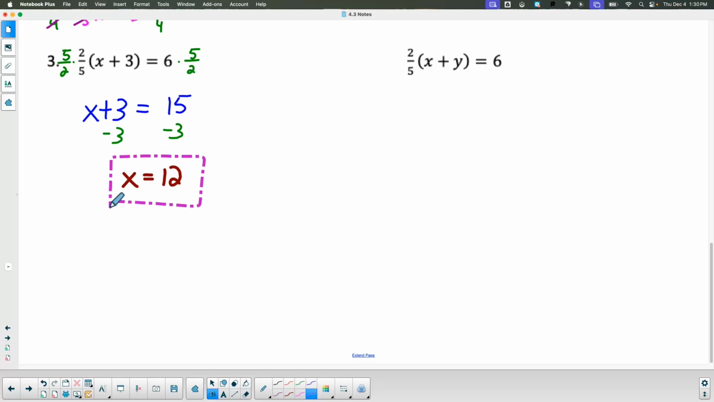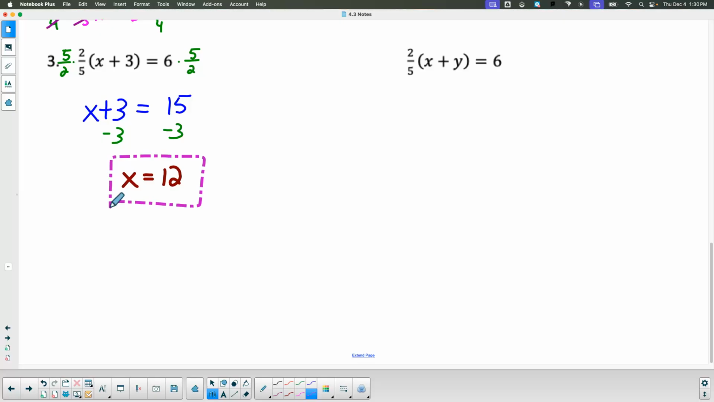You could definitely distribute in the 2/5. Get 2/5 x plus 6/5 equals 6. Then you got to subtract 6/5 from both sides. So now you're talking about subtracting fractions, so you need a common denominator. And then multiplying by 5, dividing by 2.